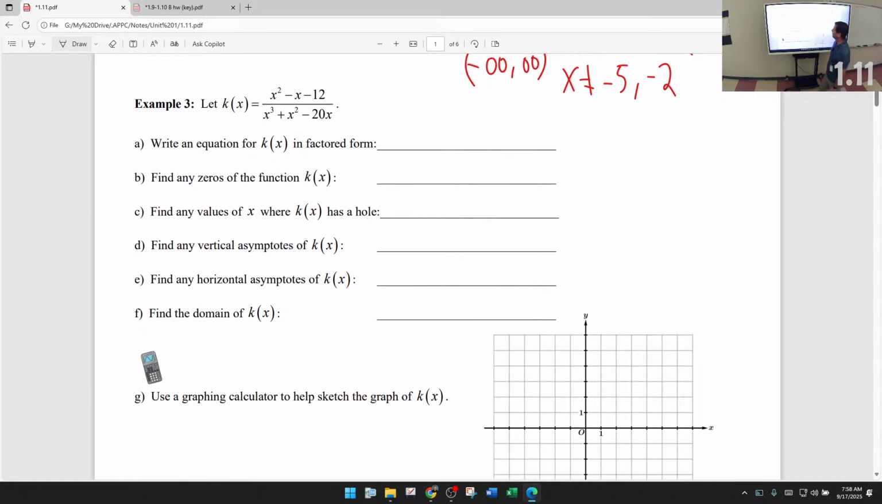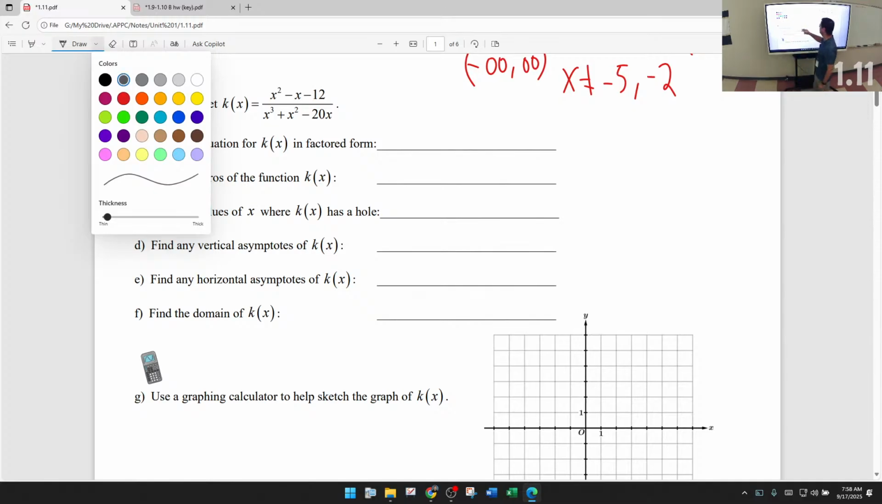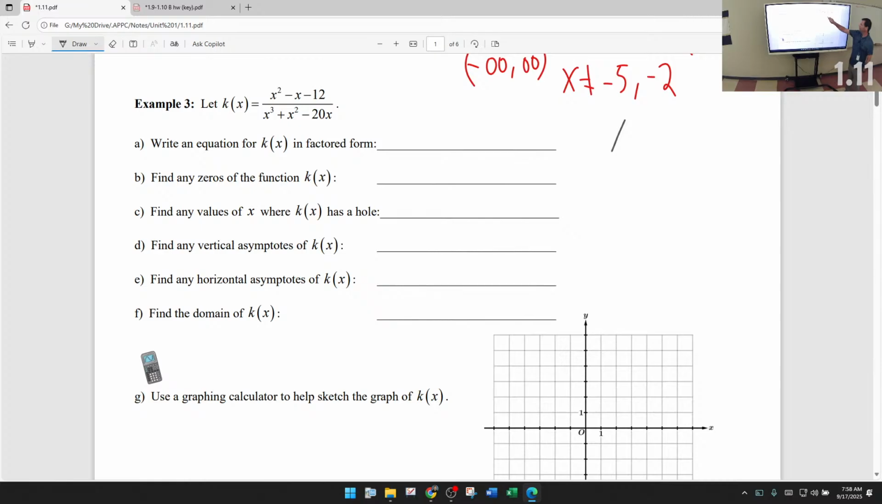Here we go again. Example number 3, write it in factored form. Write it in factored form. I've got x squared minus x minus 12, x minus 4, x plus 3.